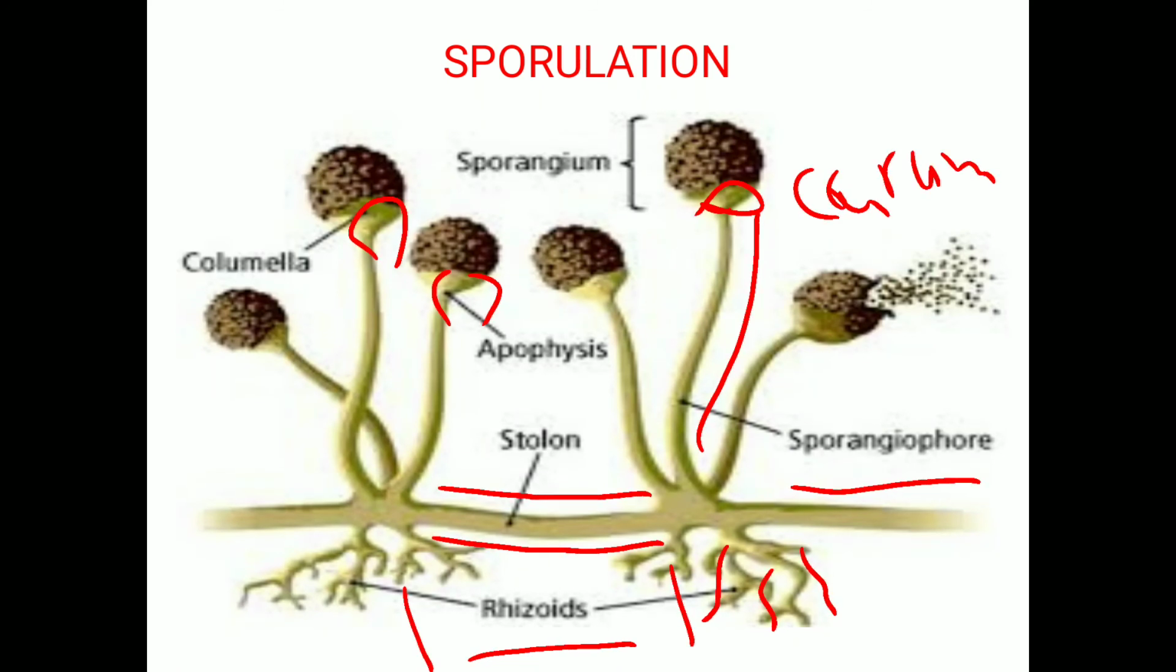The next one, just above the columella, at the end of the sporangiophore, there is a sac-like structure. That sac-like structure is called a sporangium, and it contains different kinds of spores. These are called fungal spores.